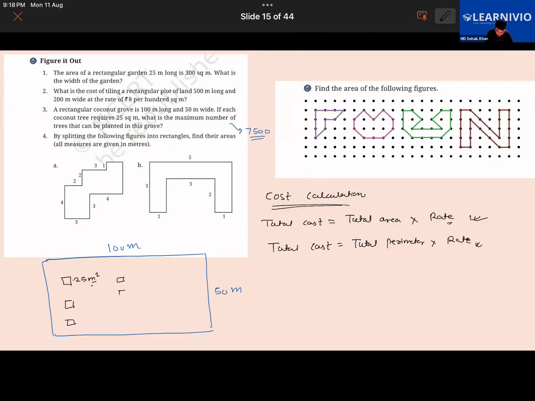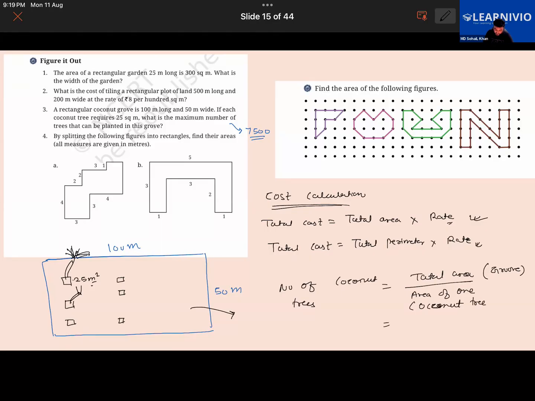So how many coconut trees can be planted in this? That is the question which is asked. In order to find out the number of coconut trees that can be planted in it, you will be required to find the total area of the grove, and then you will divide it by the area of one coconut tree, like how much area is required by one coconut tree to grow. Getting it, everyone?